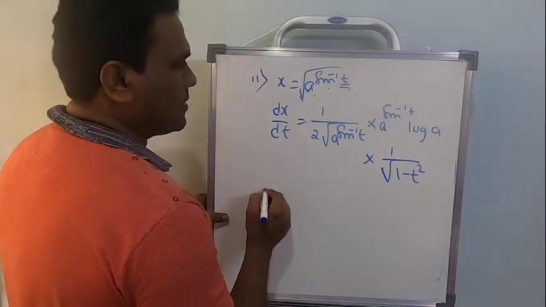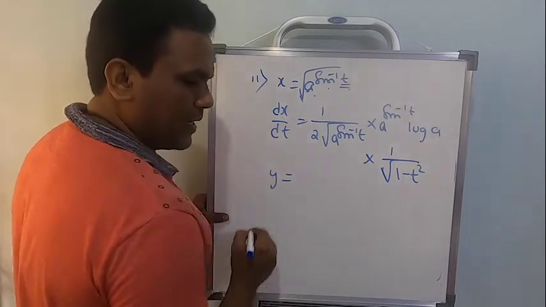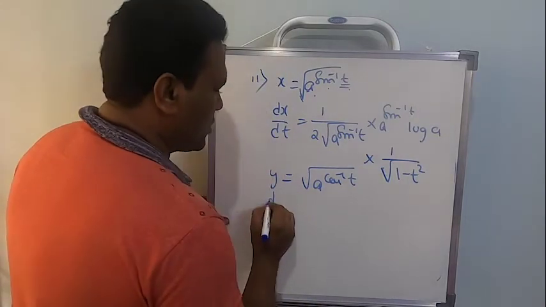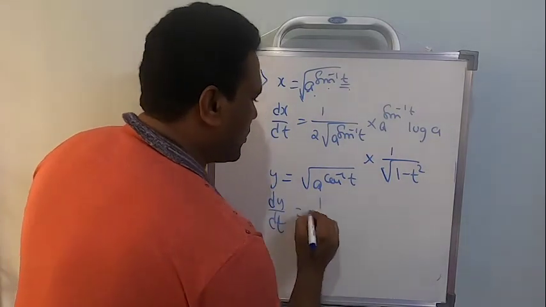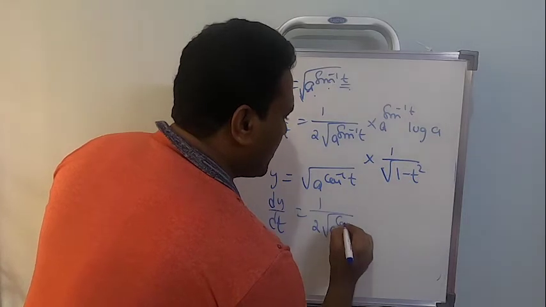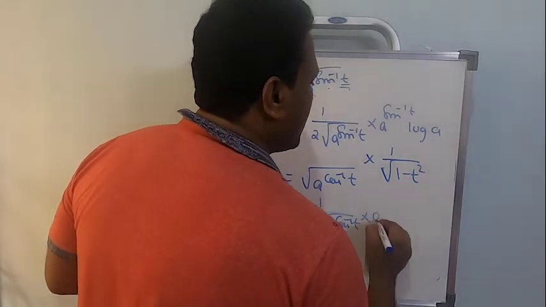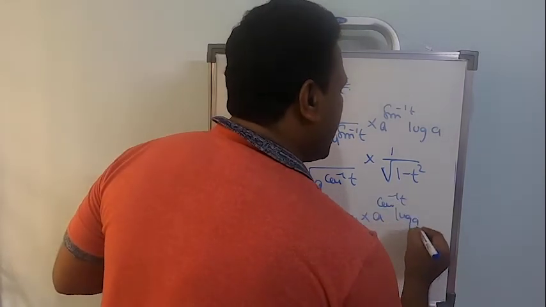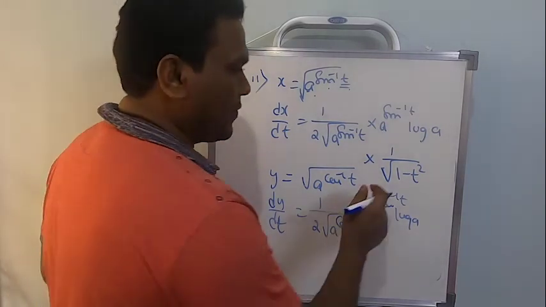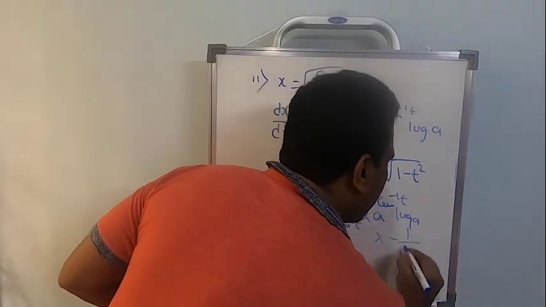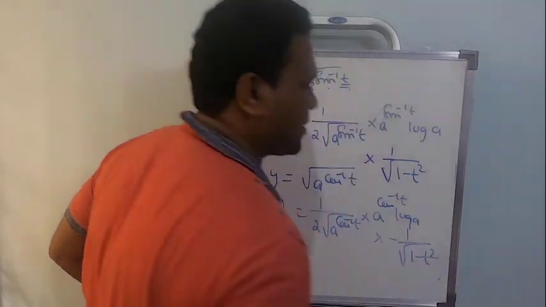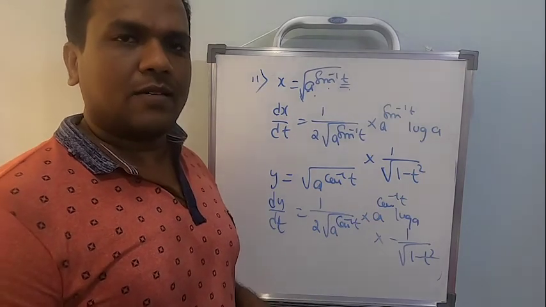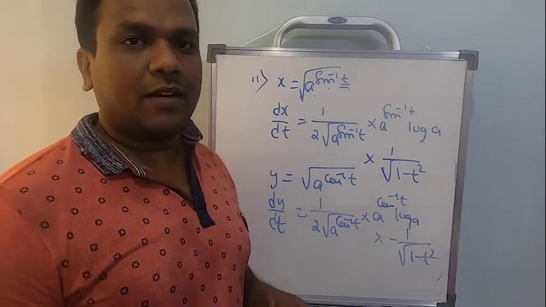Now similarly, let's consider the value of y. The value of y is given as root of a to the power cos inverse t. So similar to the previous one, 1 by 2 into root of a power cos inverse t multiplied by, first for the square root, then a power cos inverse t multiplied by log a. And now the last thing, differentiation of cos inverse, minus 1 by root of 1 minus t square. For dx by dt and dy by dt, write the formula of dy by dx and substitute. So that's the end of parametric differentiation.